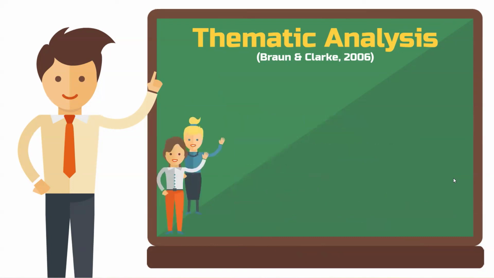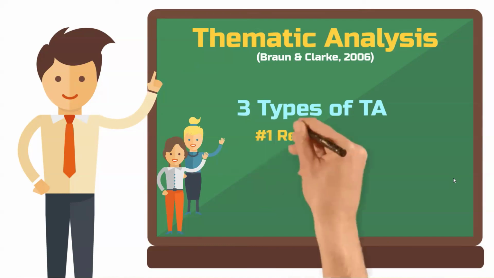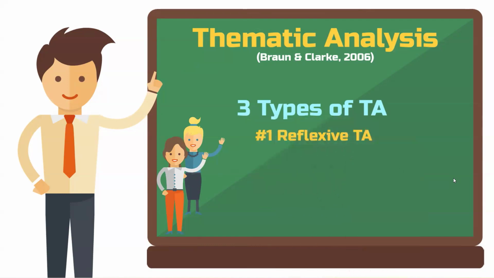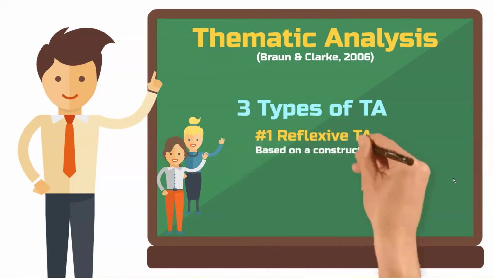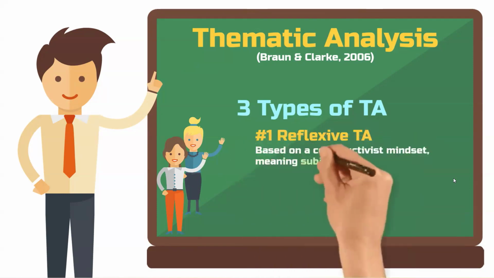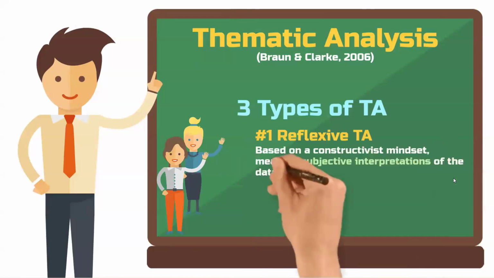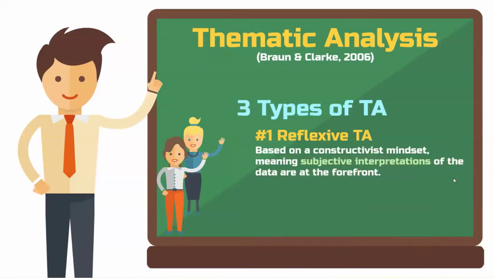However, since then, the duo has distinguished between 3 different kinds of thematic analysis. This differentiation arose because the method was sometimes interpreted in ways different from what they originally intended. The 3 types are as follows. Reflexive thematic analysis. This is the method as Braun and Clark envisioned it. It's based on a constructivist mindset, meaning subjective interpretations of the qualitative data are at the forefront.